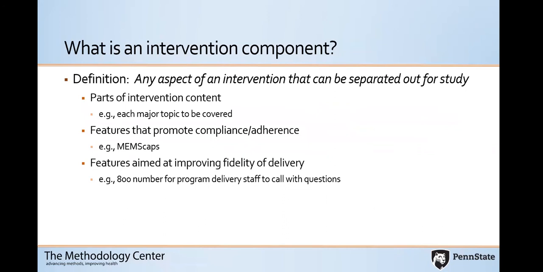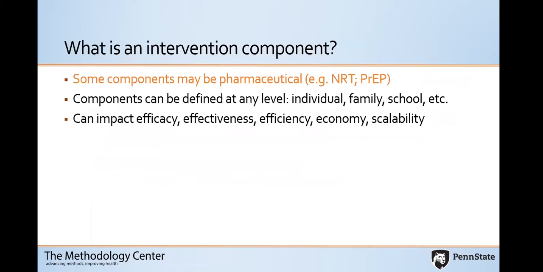It's important to note, and this is why I have this highlighted, that some components may be pharmaceutical. So a component could be nicotine replacement therapy, which is almost always used in smoking cessation, or it could be pre-exposure prophylaxis in an HIV intervention. Components can be defined at any level, the individual, the family, the school, et cetera, or at more than one of these levels at a time.